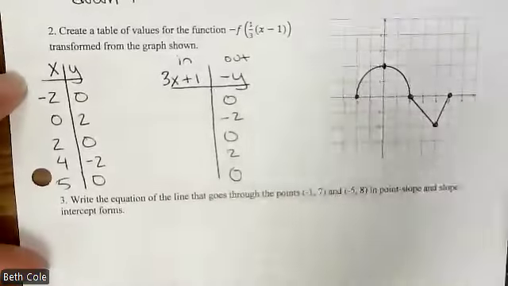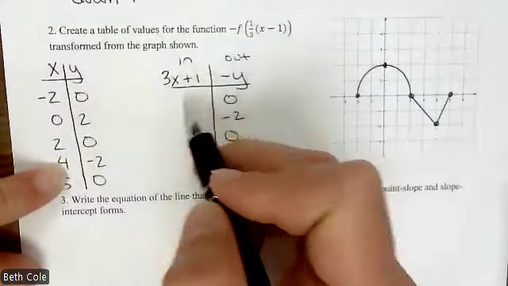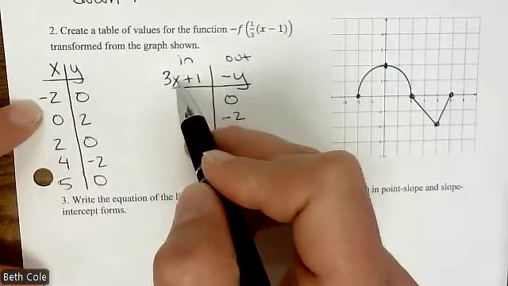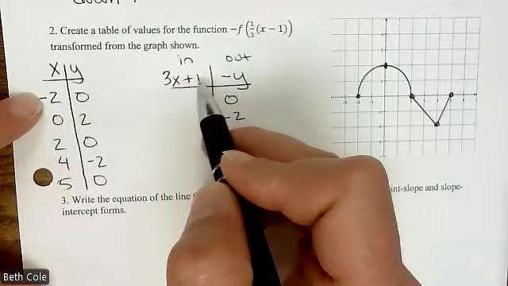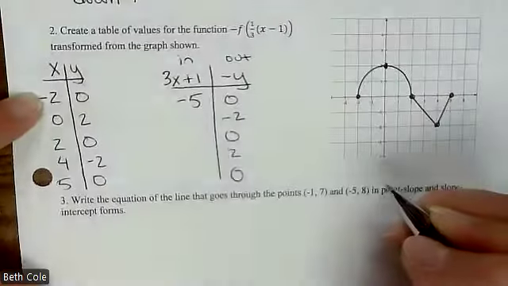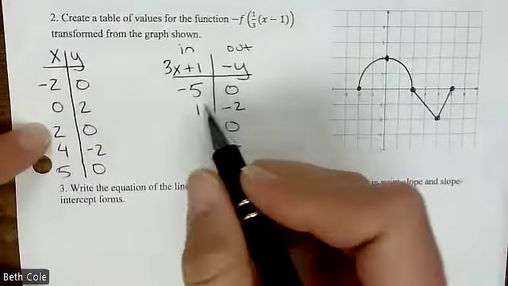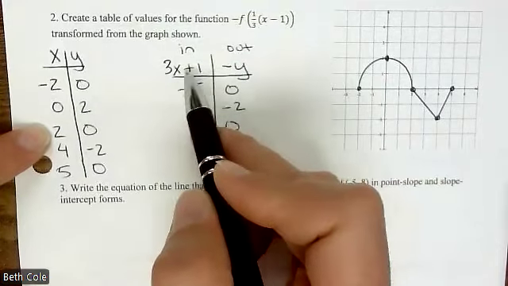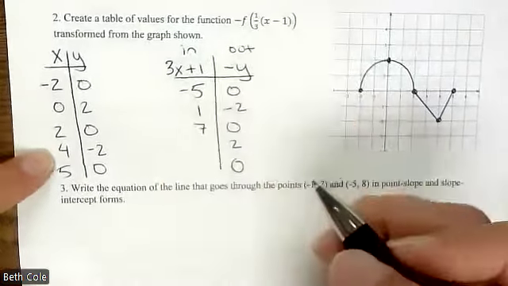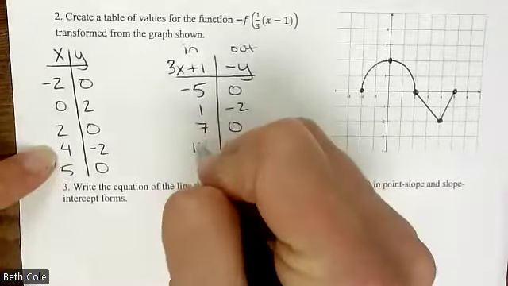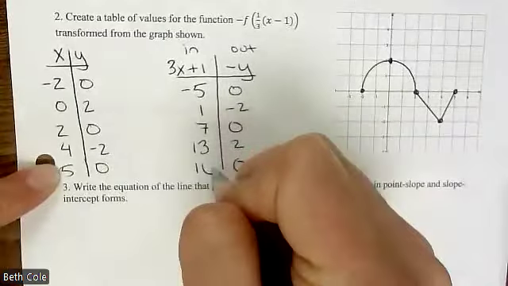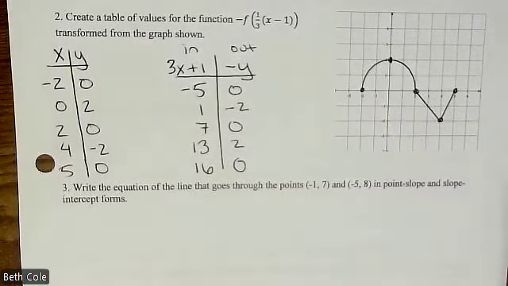So basically, you're just going to take these x numbers and plug them in right here. So 3 times -2, that would be -6 plus 1 is -5. 0 plus 1 is 1. What would 2 give you? 7. Yeah, 6 plus 1 is 7. This would be what, 13? And then 16. Good job. Cool. That's all you got to do.